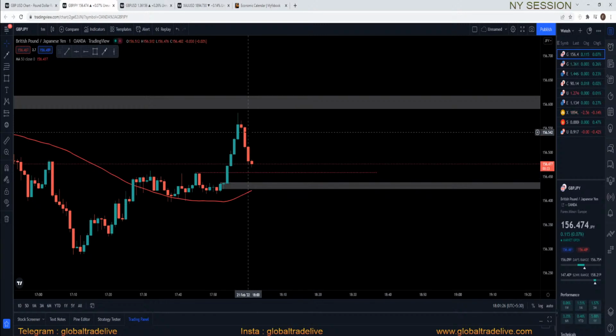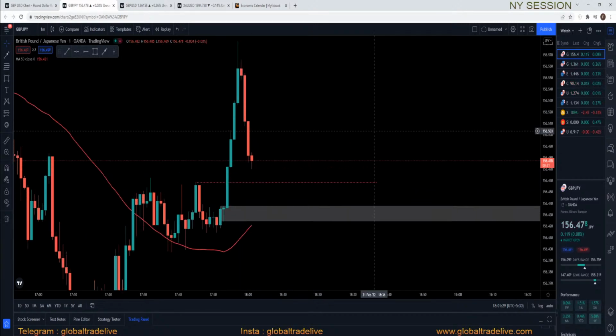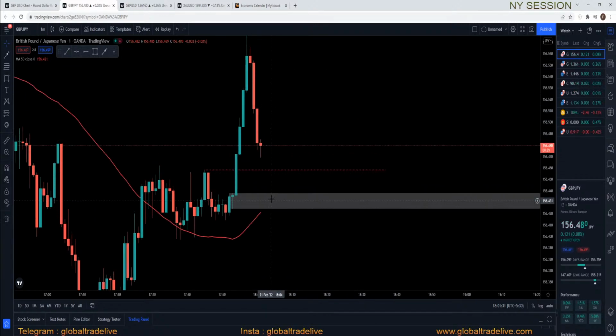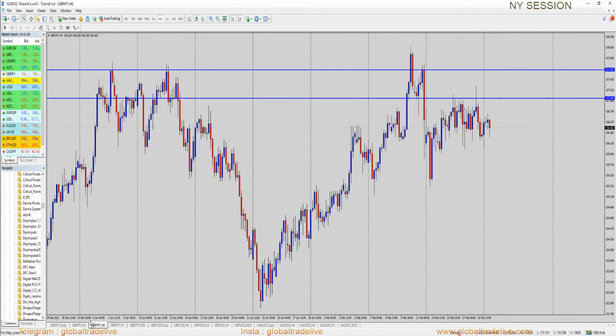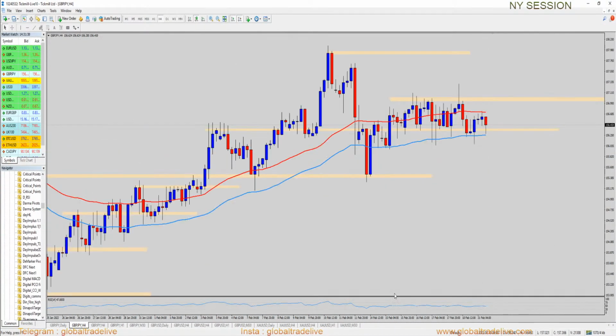Oh, look here, in GBP/JPY the market is moving down now. Market is trying to go down in this area, and if we look at the GBP trend, then from here it can move up maybe.